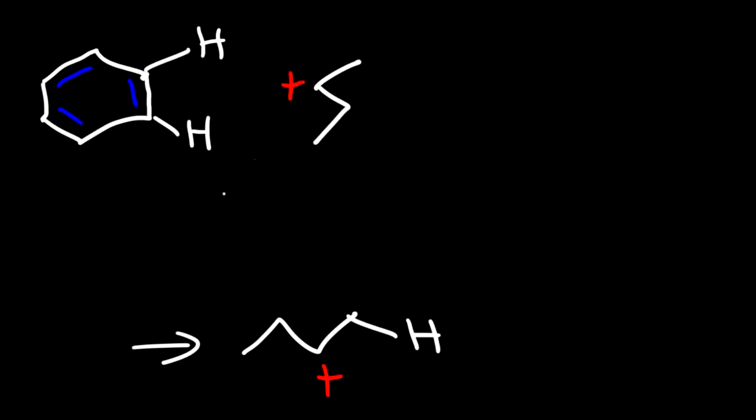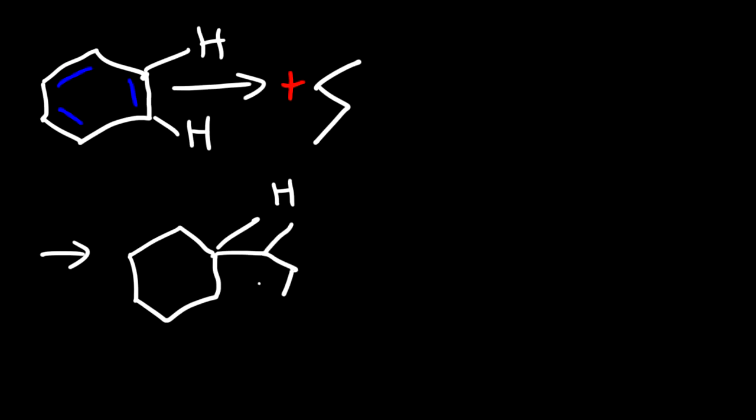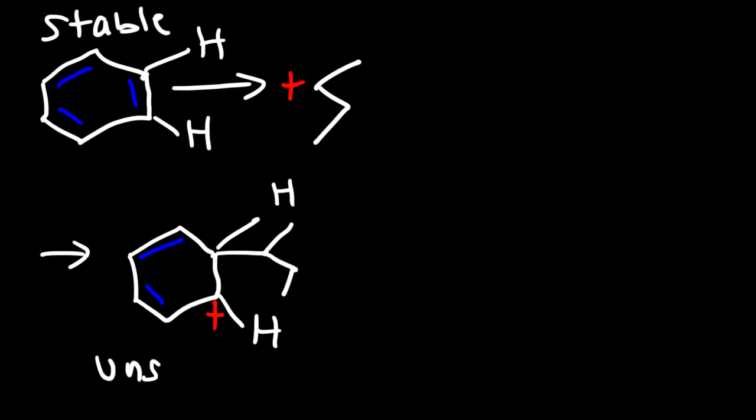The benzene ring is going to attack the carbocation. So I'm going to add the alkyl group to this carbon, and plus charge will be on this carbon now. Notice that we went from a stable aromatic ring to an unstable intermediate. Therefore, this hydrogen is very acidic. It wants to leave so that the benzene ring, or this intermediate, can reform the aromatic ring.